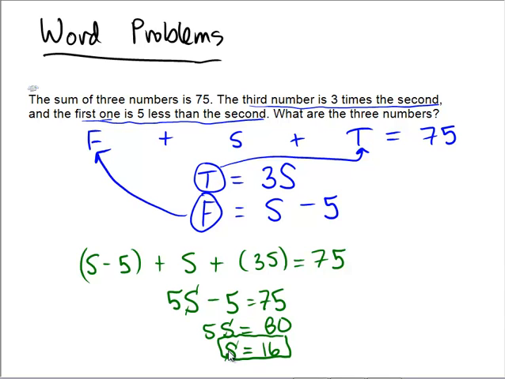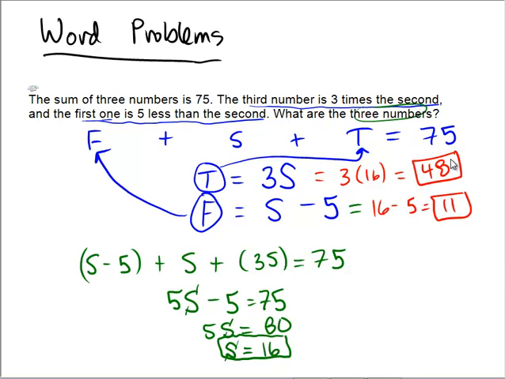Okay, if we had to answer for all of the numbers though, it wants to know what they all are, right? The second number is 16. The first number would be 16 minus 5, which would be 11. And the third number would have been 3 times S, which is 16, and 3 times 16 is 48. So first number 11, second number 16, third and last number 48.